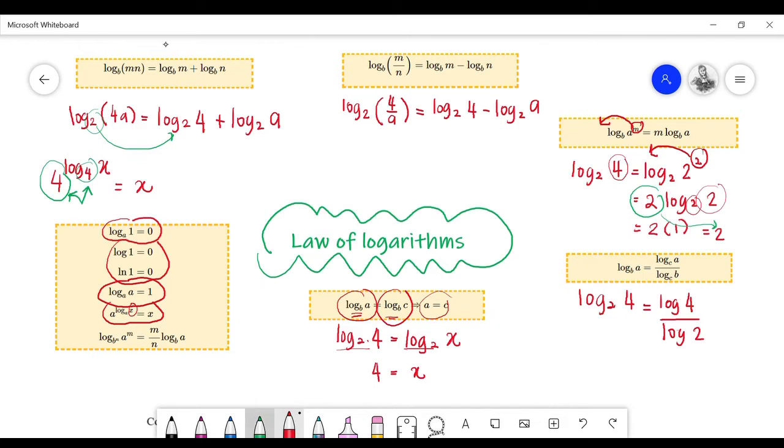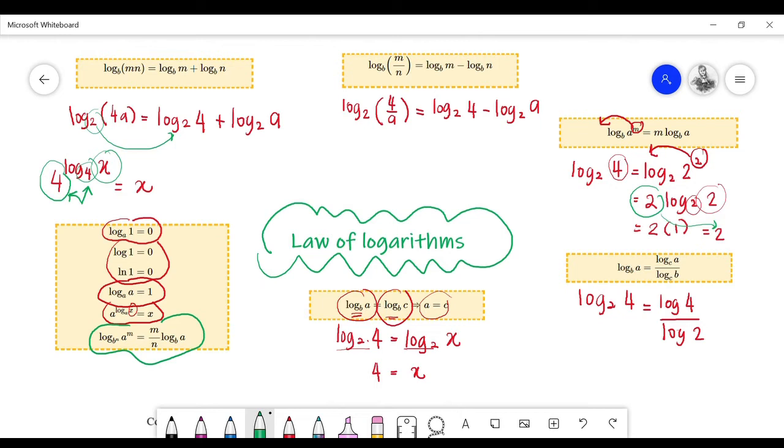Okay, now the next law is a logarithm with base b to the power of n and argument a to the power of m. This can be converted to m over n log base b of a.